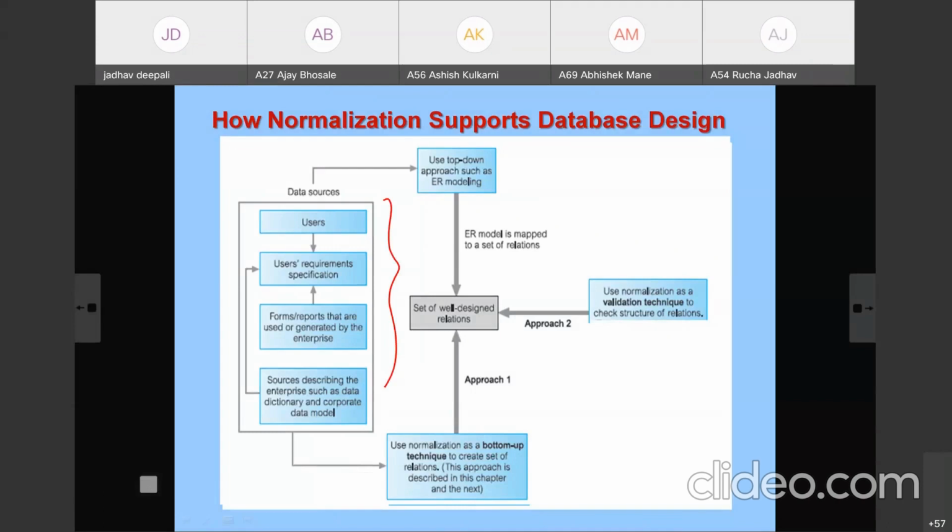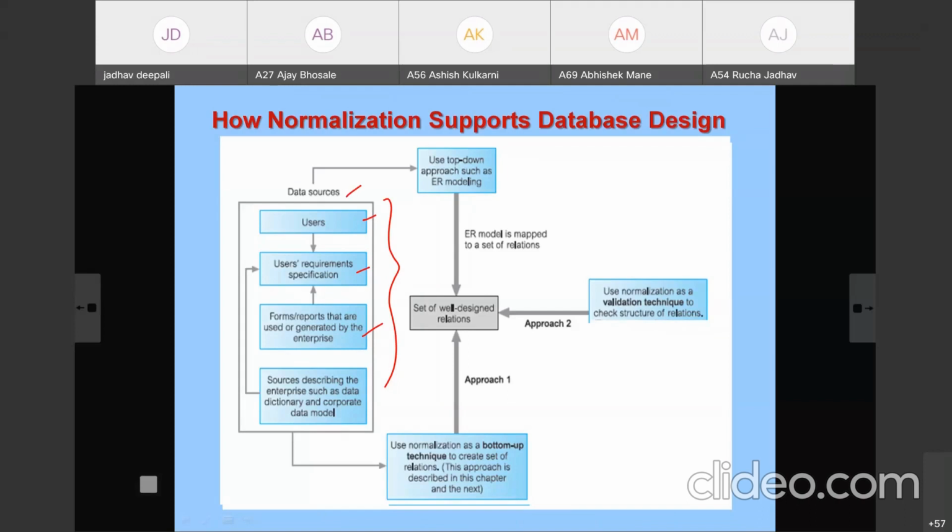For the user requirement specification, you need to visit the bank, visit the branch manager, and ask what the requirements are, which kind of application they want. Then you need to meet the users, the different clerks in the bank who are going to use the application. You need to collect the forms from the bank which are used manually now, that you are going to convert into software. So forms and reports you need to find out. All these together you need to find as a data source.